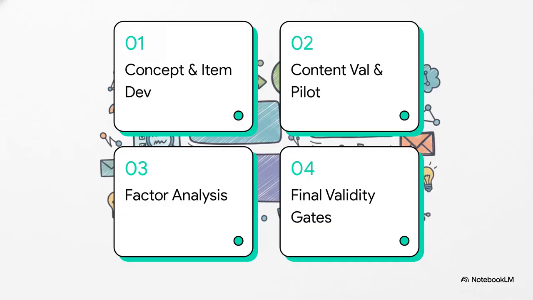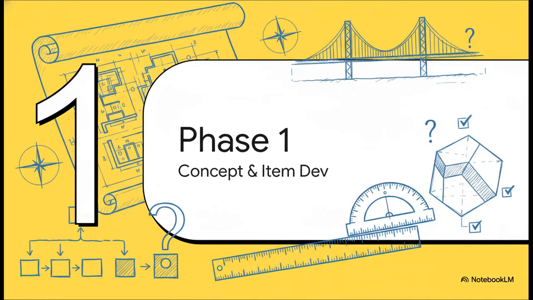To make this incredibly easy to digest, we're grouping these technical steps into 4 distinct phases. First, concept and item development. Second, content validity and pilot. Third, factor analysis, that's your EFA and CFA. And finally, the final validity gates. Let's kick things off with phase 1, concept and item development. Basically defining exactly what we're building because you absolutely cannot measure what you haven't clearly defined.